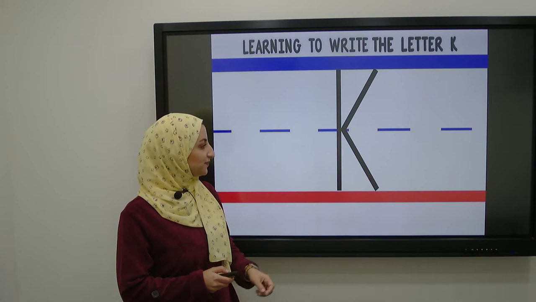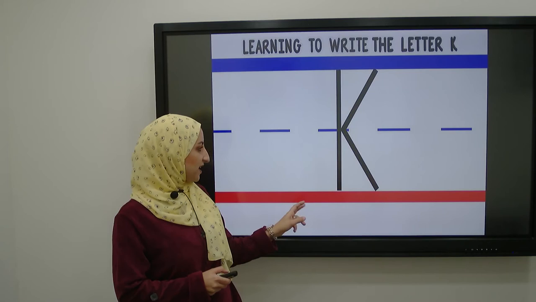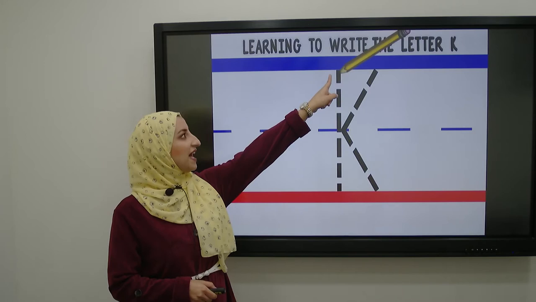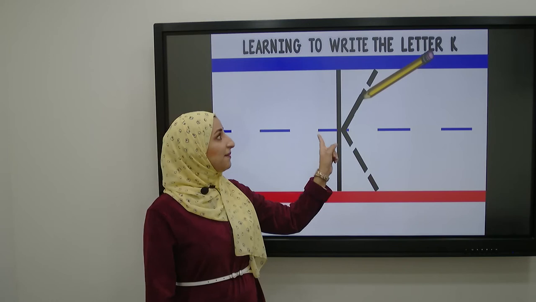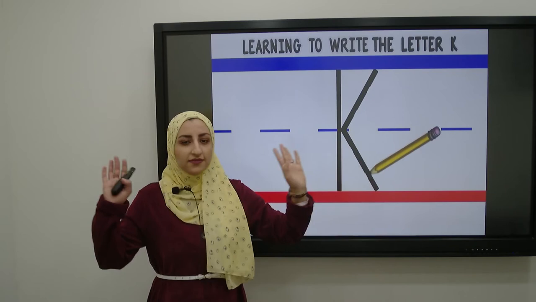Okay. Now, to write letter K, we will start at the top and make a straight line from up to down like this. Okay? Go to the middle, make a slant line up and make a slant line down. It's so easy. Let's do it again.